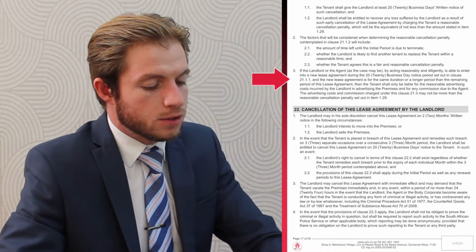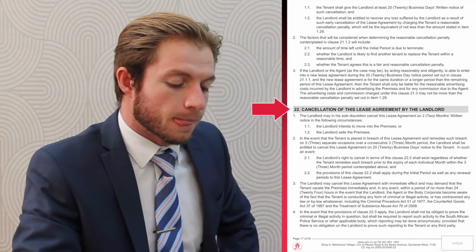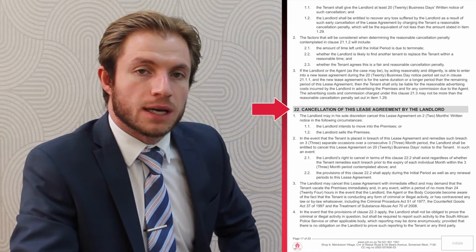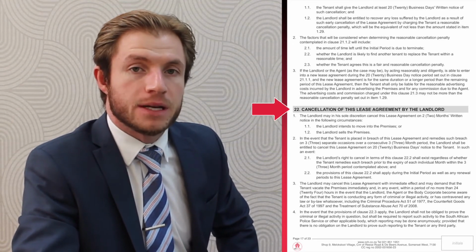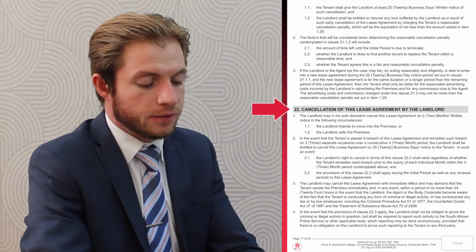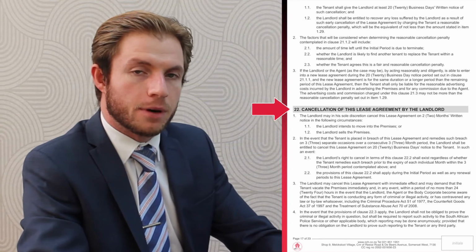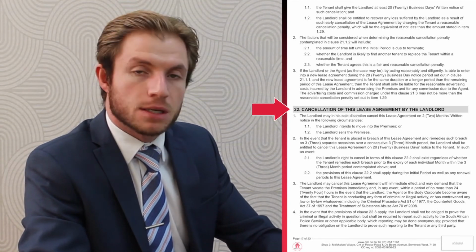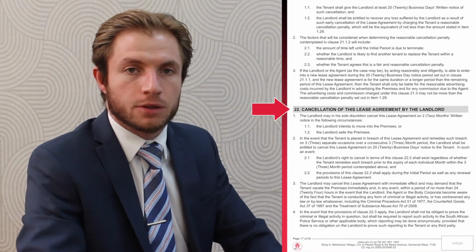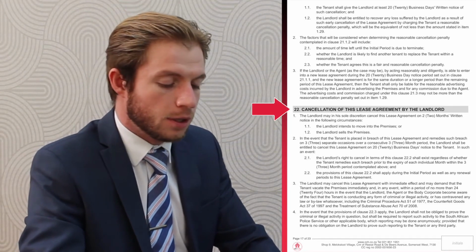Then clause 22, cancellation of this lease agreement by the landlord. A landlord is entitled to cancel a lease when you as the tenant have been placed in breach, given a certain amount of days to rectify your breach, and after that amount of days has still not complied with your obligation. In such an instance, a landlord will be entitled to cancel the lease agreement and you will have to vacate the property as soon as possible.